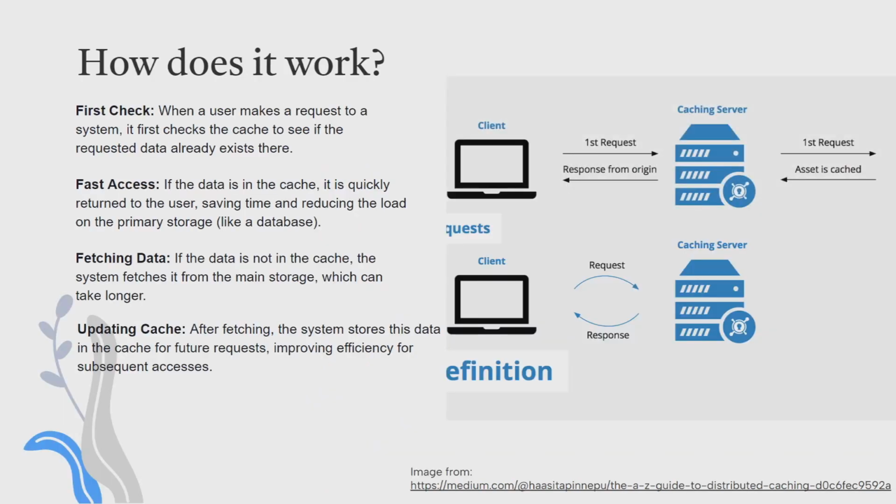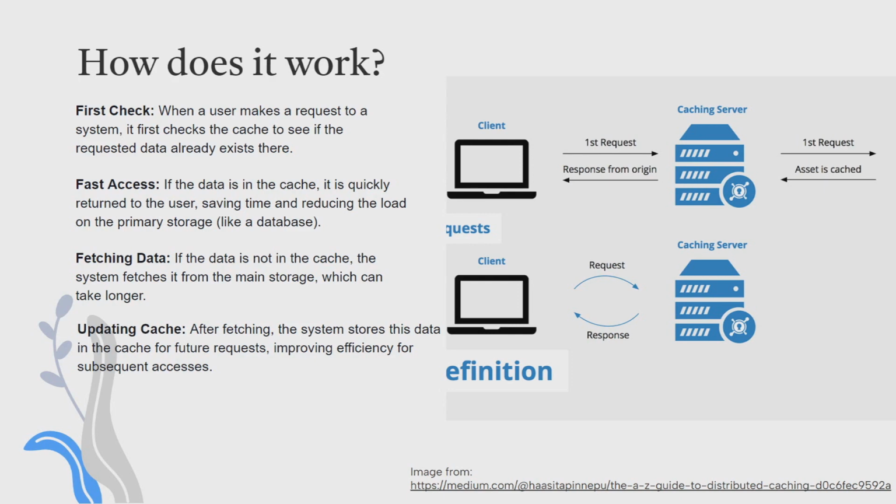So, how does it all work? First, when a user makes a request, requesting some kind of data, the system checks the cache to see if the data they're requesting already exists. If the data is in the cache, then it can be quickly returned to the user. So it saves time and reduces load on the primary storage, like the database.